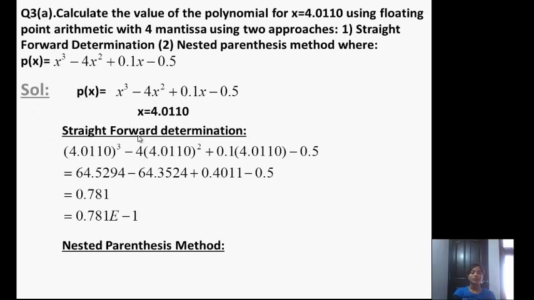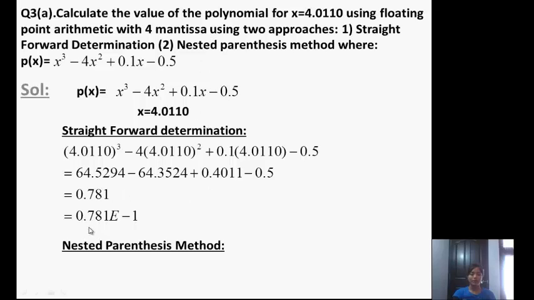Now our next question is to calculate the value of the polynomial for x equals 4.0110 using floating point arithmetic with 4 mantissa digits, using two approaches. First is straightforward determination and second is the nested parenthesis method. We have seen this method before, so we can easily apply these methods here. So our polynomial is x cube minus 4x square plus 0.1 into x minus 0.5. In straightforward determination, we have to directly apply the value of x in this polynomial.